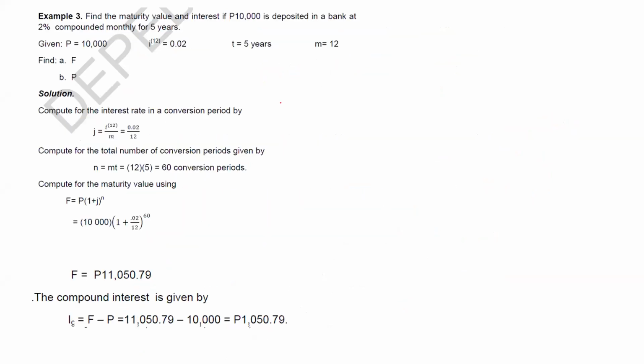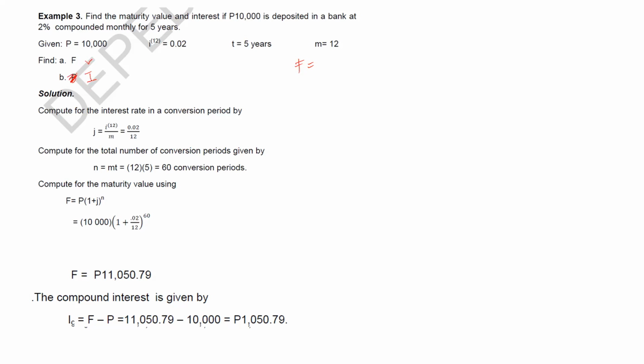Okay, next example. Find the maturity value and interest if 10,000 is deposited in a bank at 2% compounded monthly for 5 years. Okay, let us see. The formula for future value. So, you are going to find the F, P. Should be I.